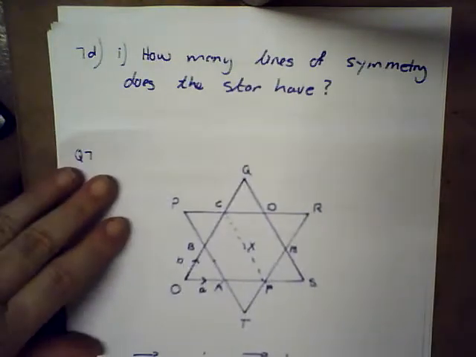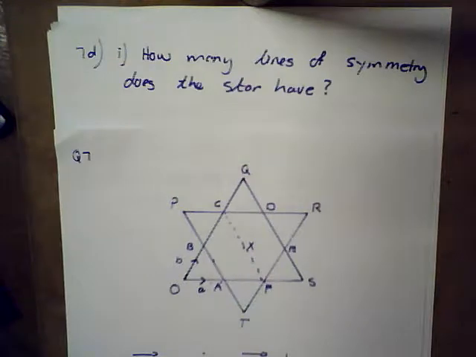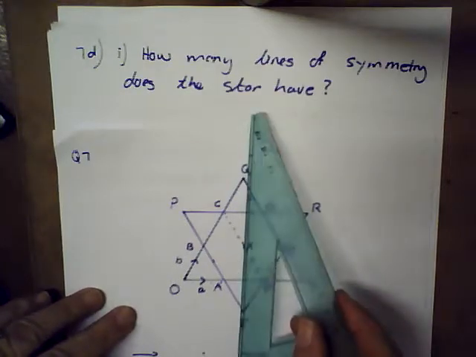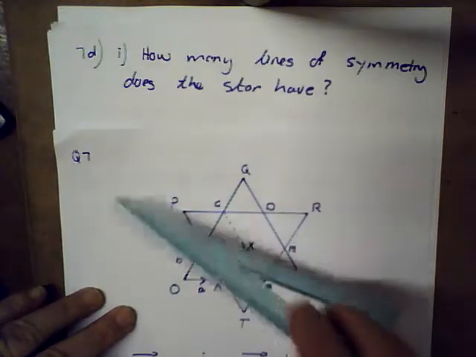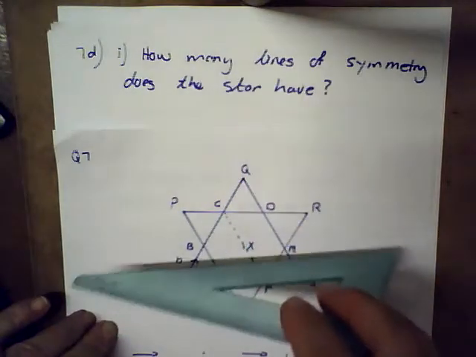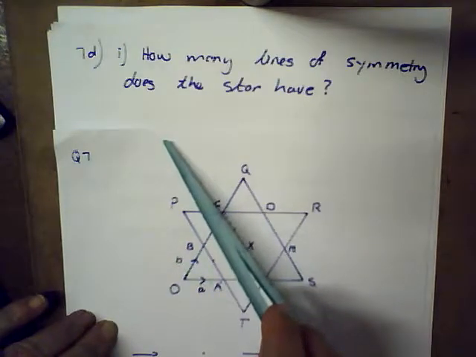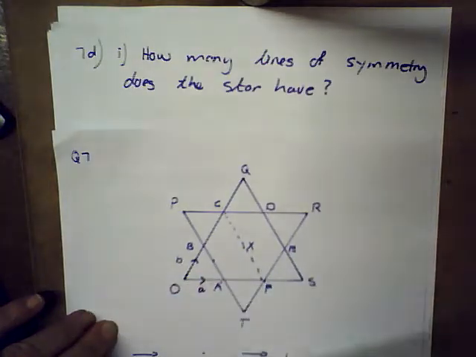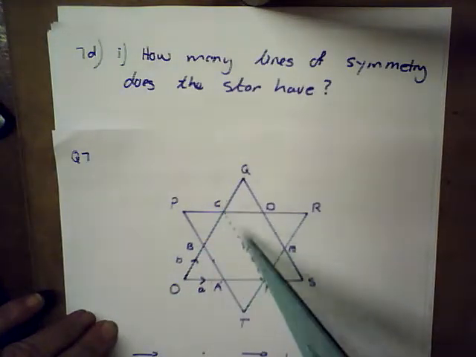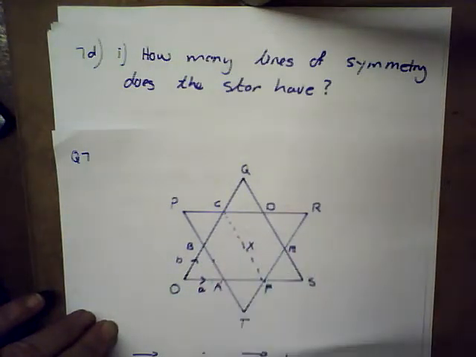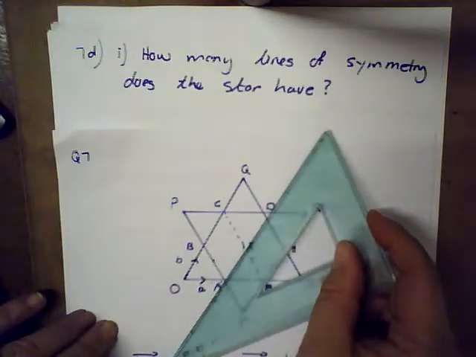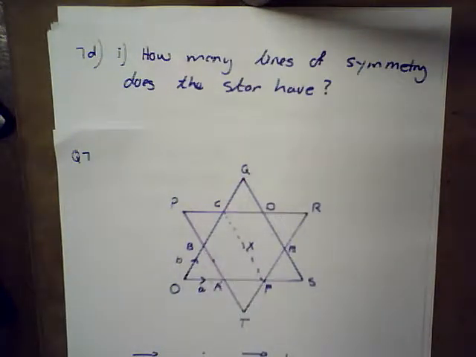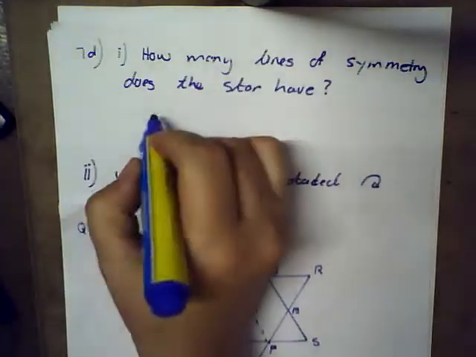Let's see what the next question brings. How many lines of symmetry does the star have? Okay, let's quickly have a look. Lines of symmetry. There's a line of symmetry. There's a line of symmetry. There's a line of symmetry. There's a line of symmetry. There's a line of symmetry. And there's a line of symmetry. So that would give us 6 lines of symmetry.